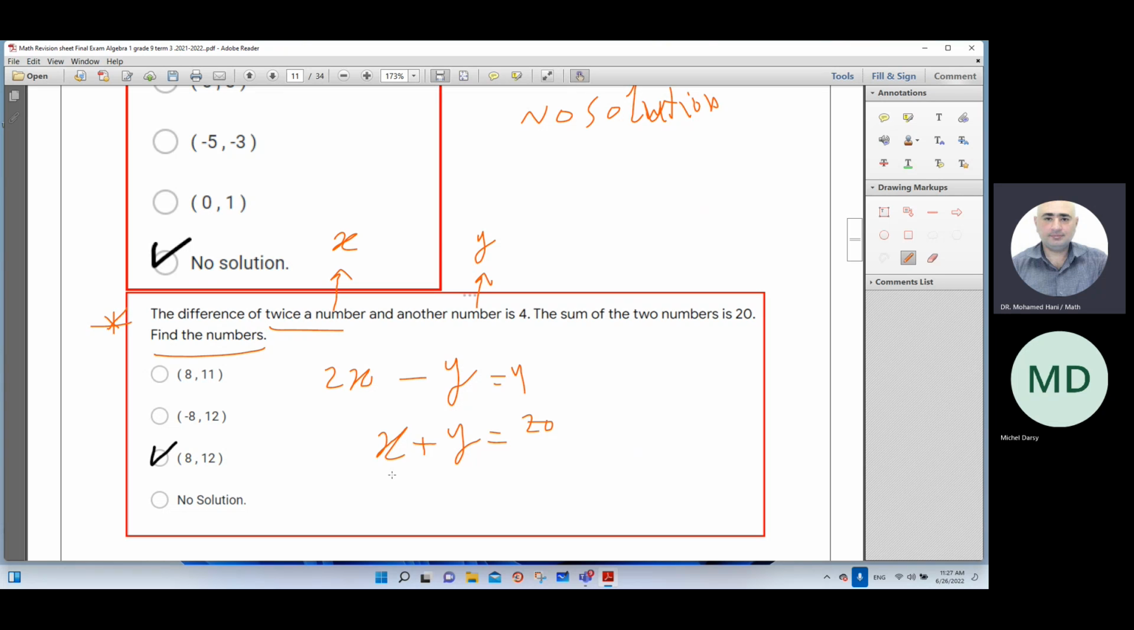So you can add directly. 2x plus x will be 3x, minus y plus y will be 0, 4 plus 20 will be 24. Divide the two sides by 3. 3x divided by 3 will be x, and 24 divided by 3 will be 8.